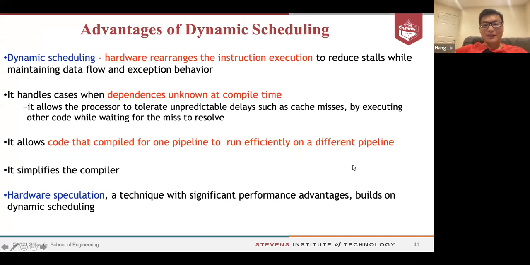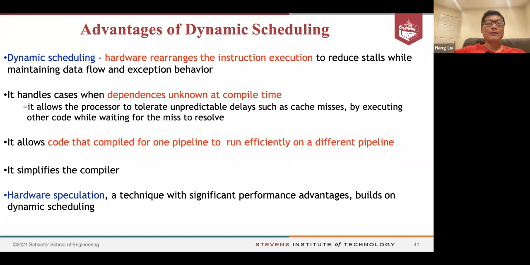Okay, dynamic scheduling. So what is dynamic scheduling? Dynamic scheduling rearranges the execution of the instructions using the hardware. Doing so, we want to reduce the stalls while maintaining the data flow and exception behavior. It handles the cases when dependencies are unknown at compile time.